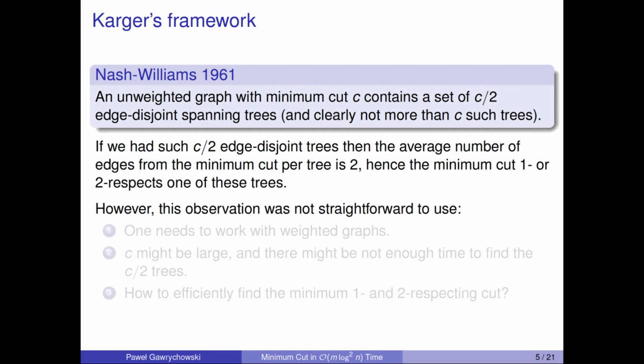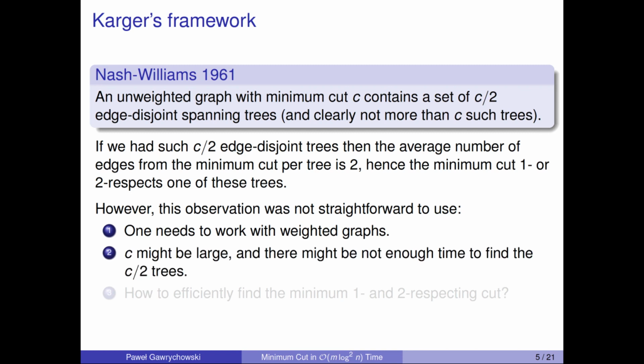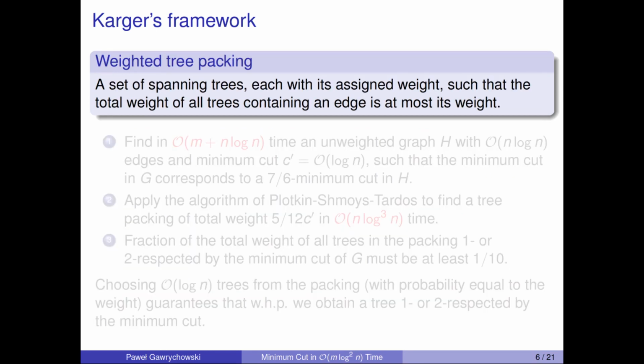This is nice, but not straightforward to apply, because first of all, we want weighted graphs. Then C might be large, so even if you have those trees, there is not enough time to look at all of them. And finally, we need an efficient algorithm that finds the minimum 1 and 2 respecting cut. So there are some obstacles that have to be overcome, but Karger was able to do that.